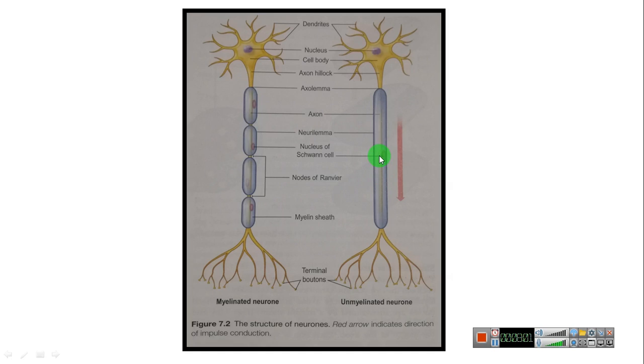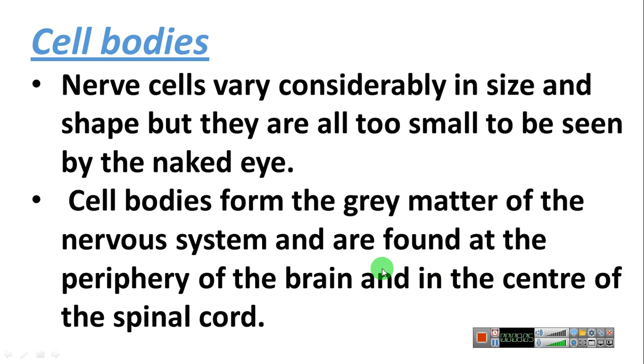Nucleus of Schwann cells. Okay. Cell bodies. Nerve cells vary considerably in size and shape, but they are all too small to be seen by the naked eye. Nerve cells are very small, so we can't see them with the naked eye.